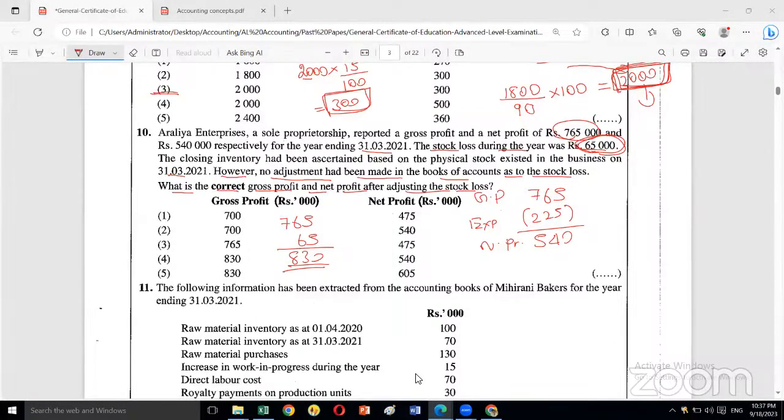Yes, sir, very clear. Yes, sir, very clear. Perfect. 100% clear. Yes, sir.